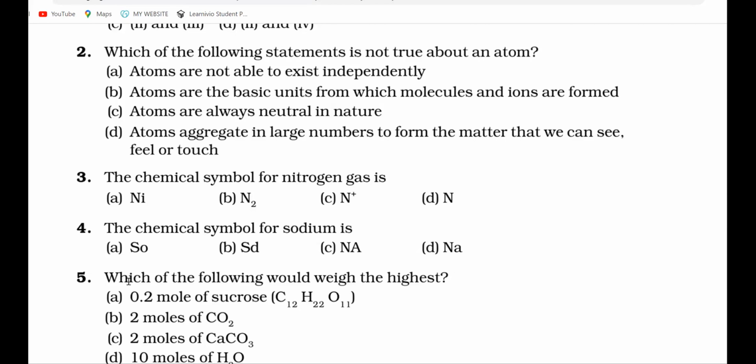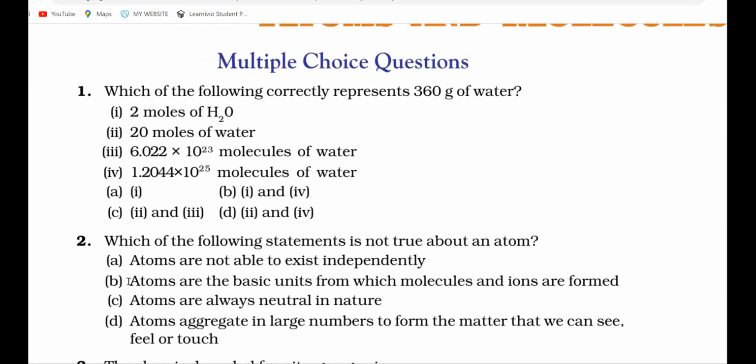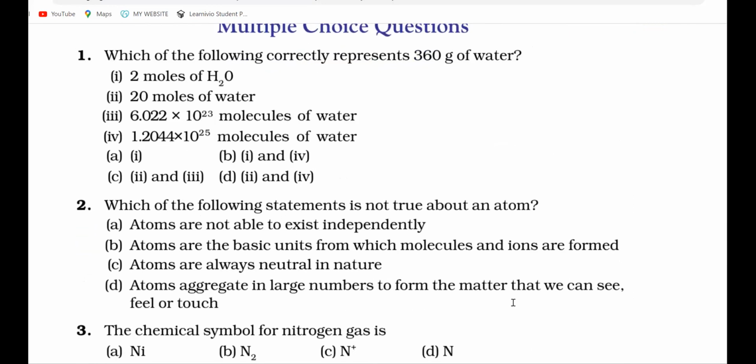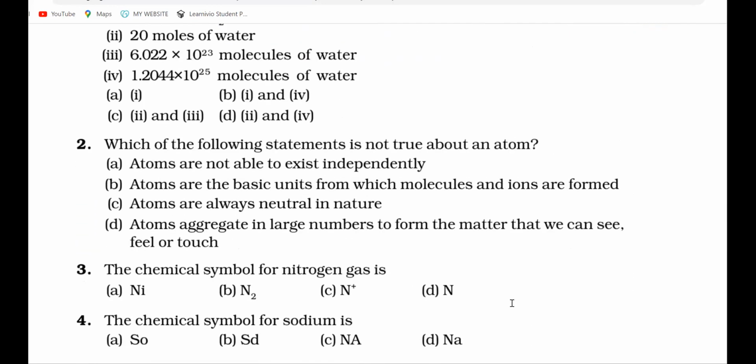I was not connected for the first question. Can I know what's the answer? Can you scroll up once? Actually, this is not in the syllabus right now. This is from the mole concept, and mole concept has been removed from 9th standard.